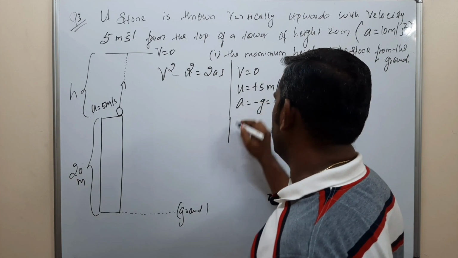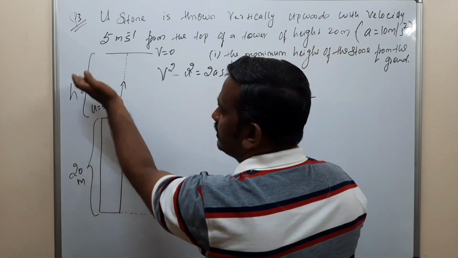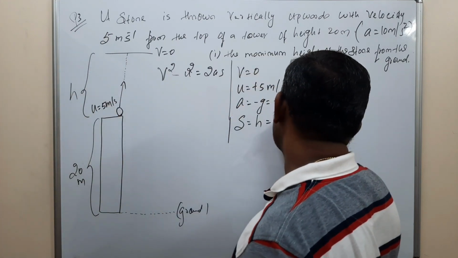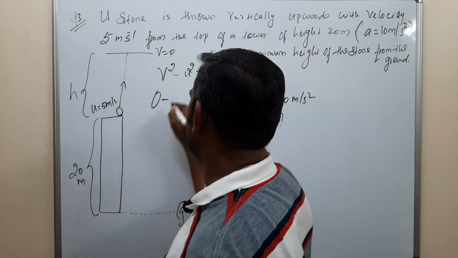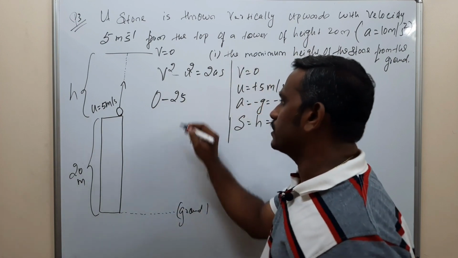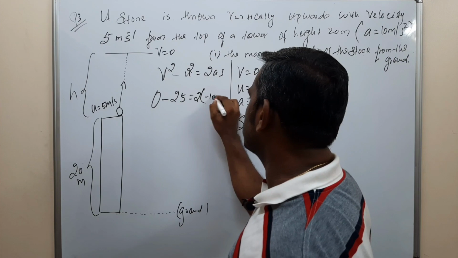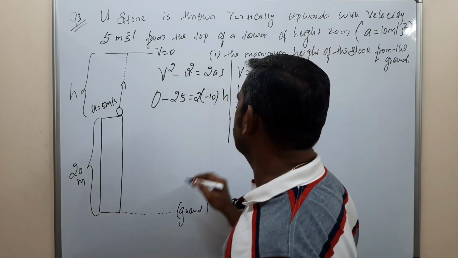S is the displacement traveled, that is nothing but the height of the stone from the top of the tower. S is equal to height, so we have to find that. Substitute the values: 0 minus U square, that is 5 square, that is 25. So minus 25 is equal to 2 into minus 10 into height.